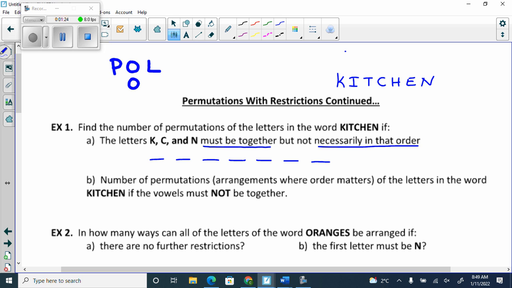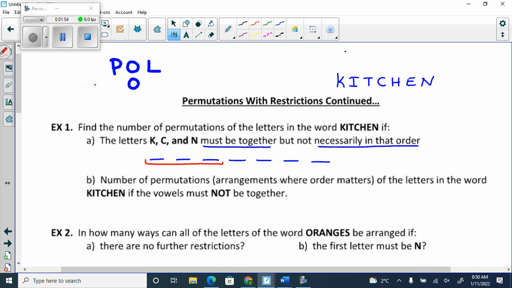So how I do this one is I say, okay, KCN must be together. So I hook them together and I always put them at the front, unless it says KCN must be together in the middle, or it gives you a specific place where they have to be together. But if it just says they have to be together, I put them in the front. So I'm going to hook these 3 together. And if it was KCN in that order, this would be KCN and it would be 1, 1, 1. We agree? But it says KCN not necessarily in that order.